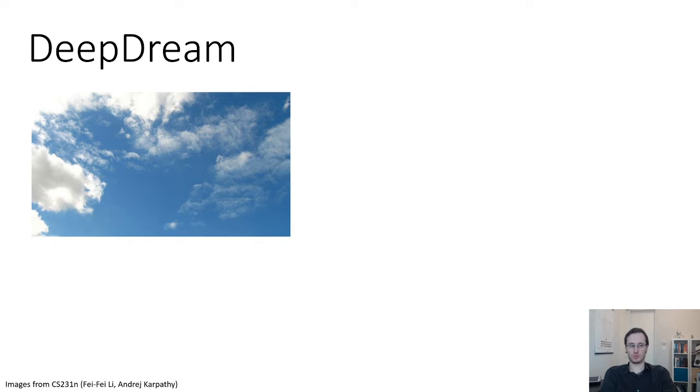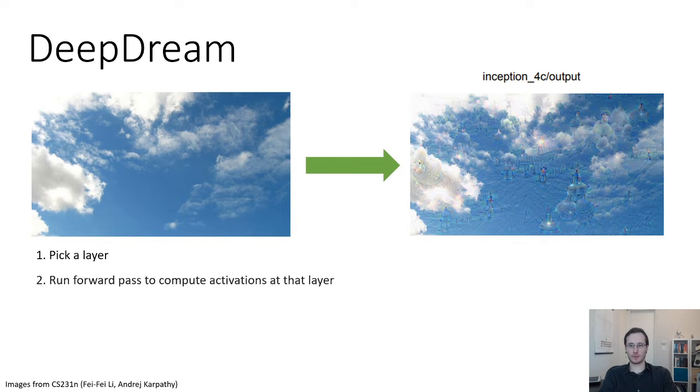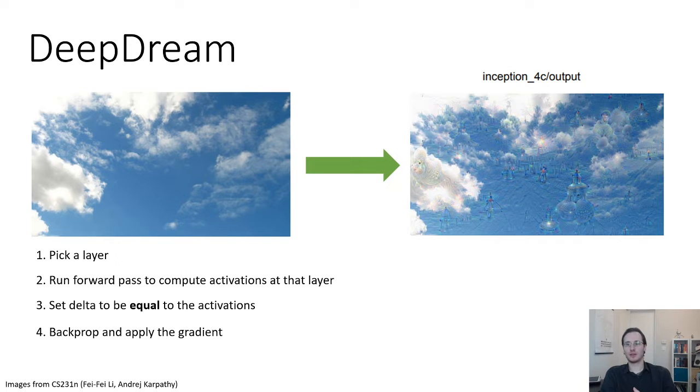But let's apply it to an image that doesn't have an easily recognizable class, like this picture of clouds. Well, here's what Deep Dream will do with the inception network. And the procedure is basically like this. Pick a layer in your convnet, run a forward pass to compute the activations at that layer, set your delta for backprop to be equal to the activations at that layer, and then backprop and apply the gradient. So essentially it's saying whatever units are activated at that layer, activate them more. It's kind of a funny procedure, but the results are actually quite striking.